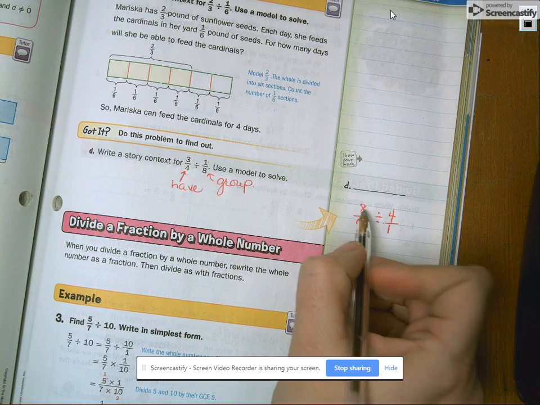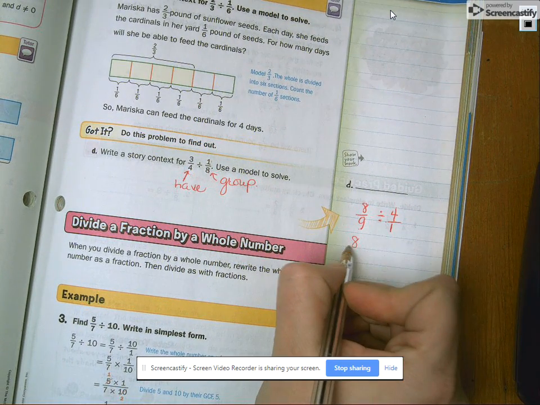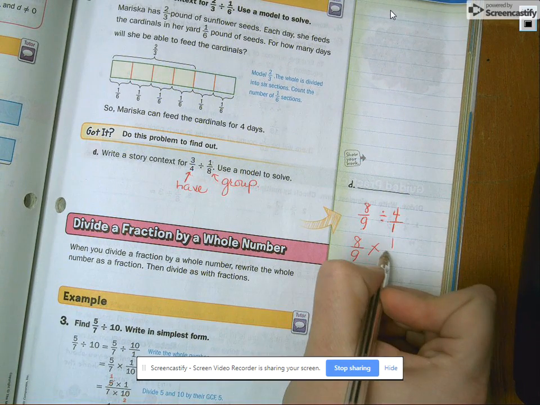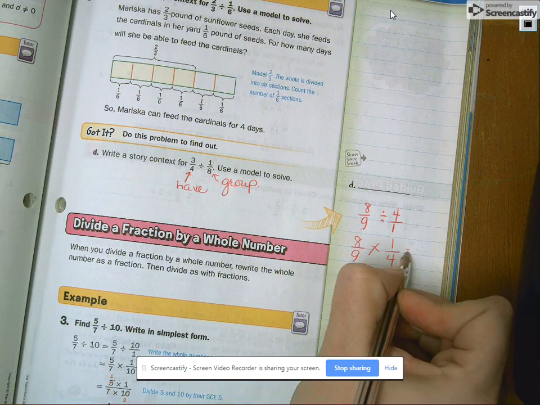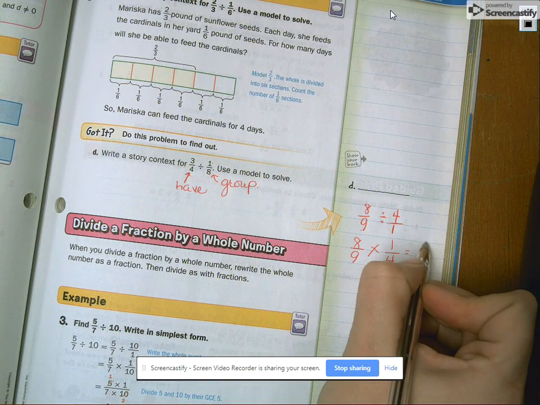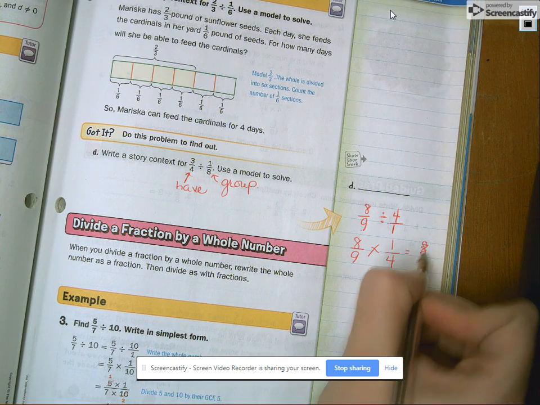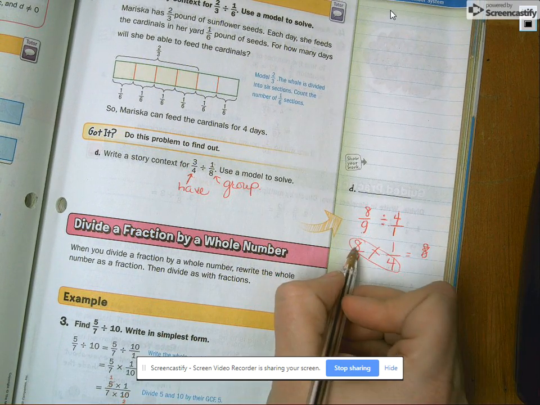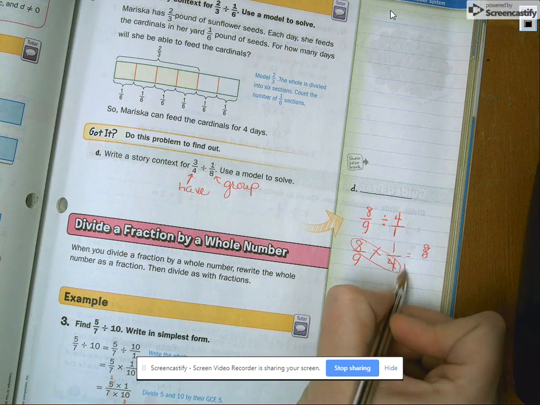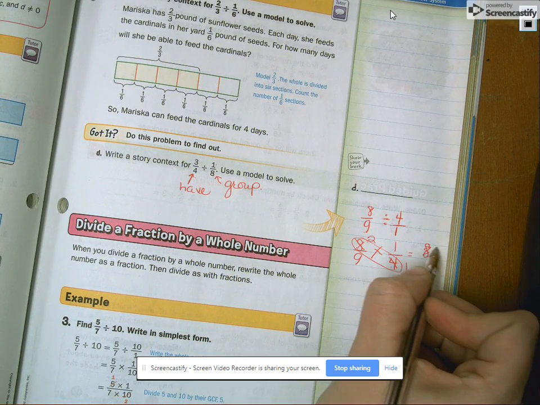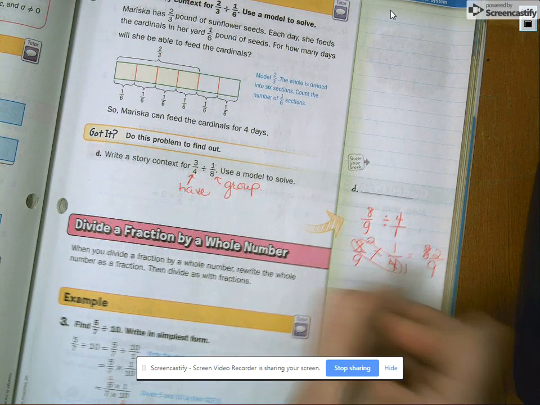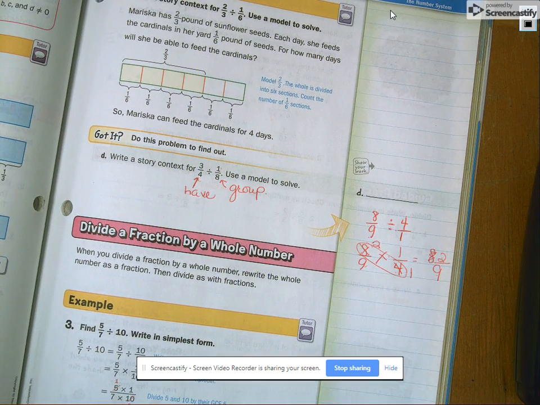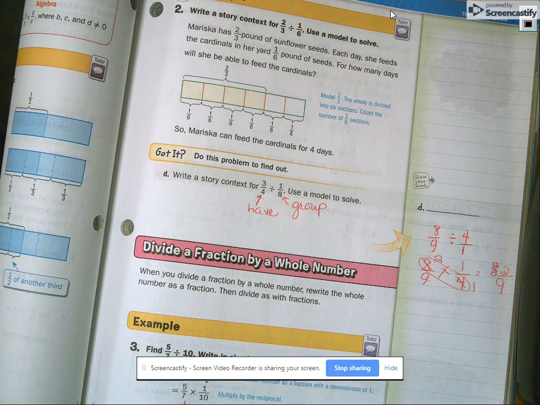So I keep, change, and then flip. And so I have 8. Oops. I can cross divide because 4 goes into 8 and 4. So this would be 2/9. 2 times 1 is 2. 9 times 1 is 9. Please pause the video and do F and G.